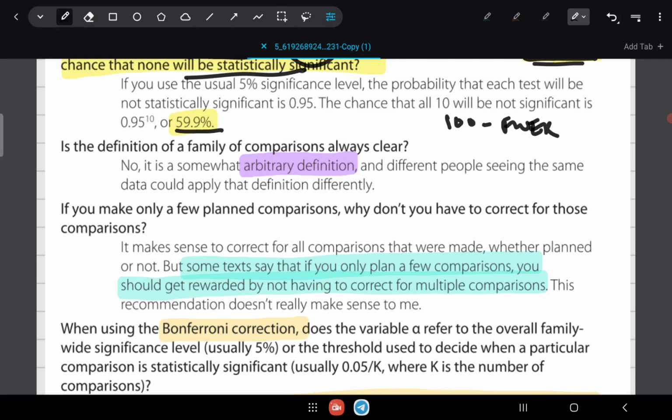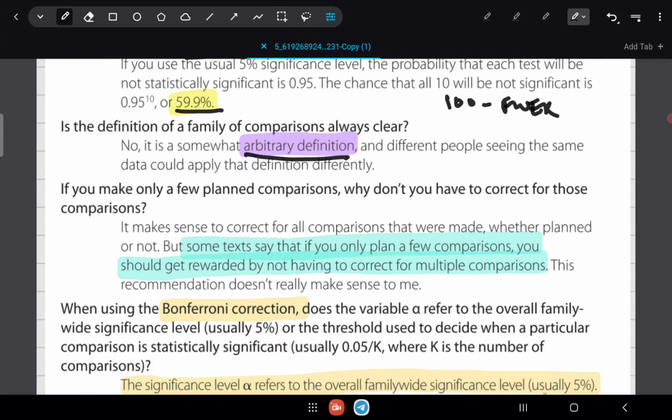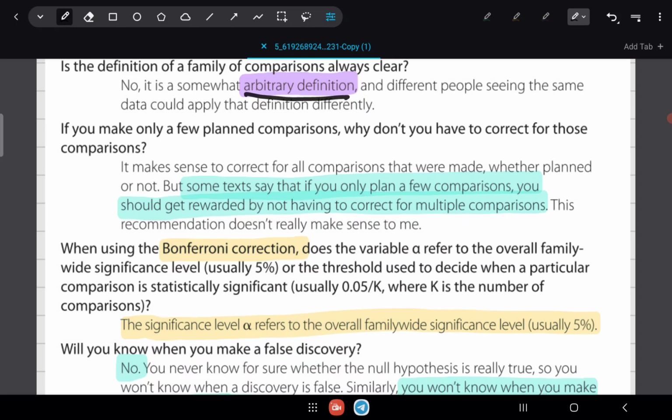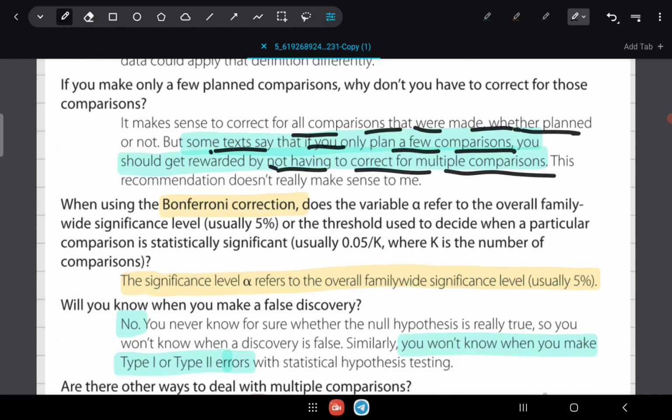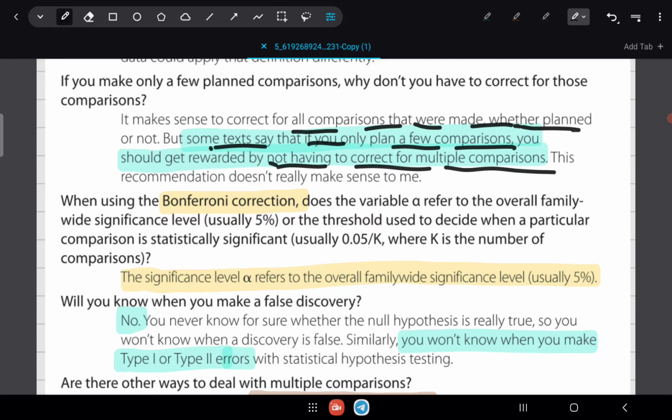Is the definition of family of comparison always clear? No, as we have discussed before, it is an arbitrary definition. Different people may see the same data and apply the definition differently. If you make only a few planned comparisons, why don't you have to correct for those comparisons? It makes sense to correct for all the comparisons that we made, whether planned or not. But according to some authors, if there are only a few pre-planned comparisons, then it's fine to not correct for multiple comparisons. Okay, so this is a pretty subjective thing on when to correct and when not to correct.